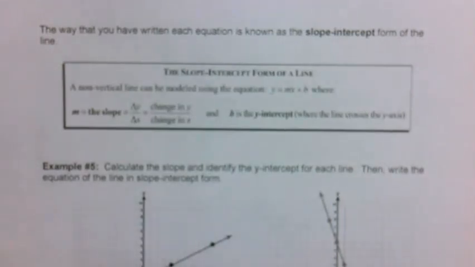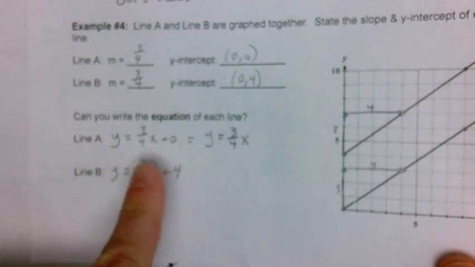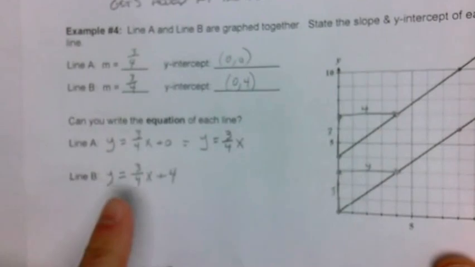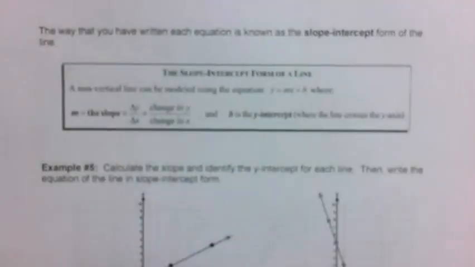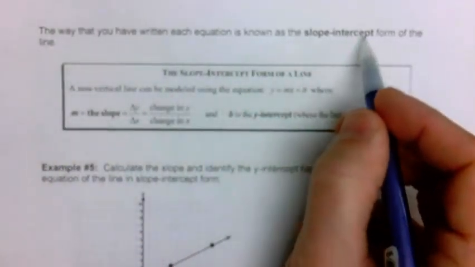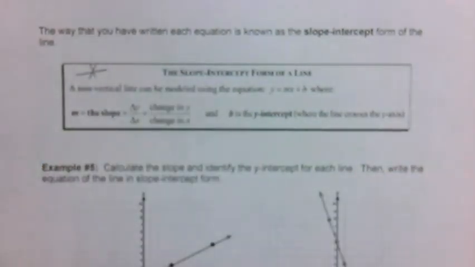So in our previous example, we wrote down the equation of each line. Okay, I can bring that back right here. The equation of line A was y equals 3/4 x plus 0, which is the same as y equals 3/4 x. The equation of line B is y equals 3/4 x plus 4. All right, the way that we have written each equation is called the slope-intercept form of the line. And that's what we have here in this box.